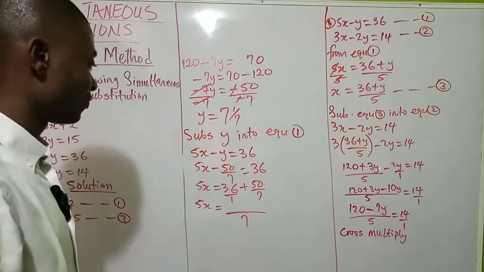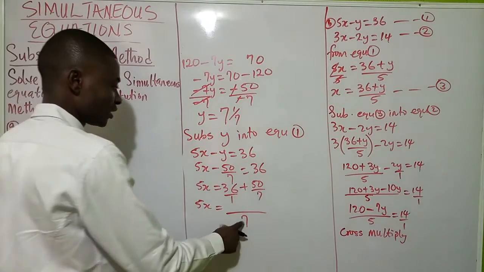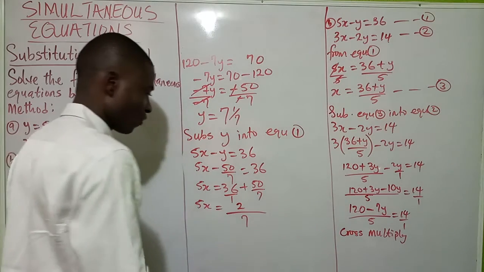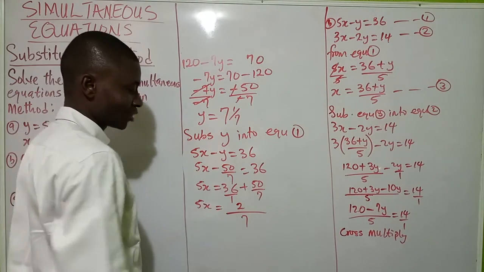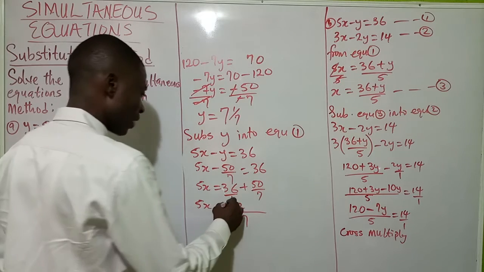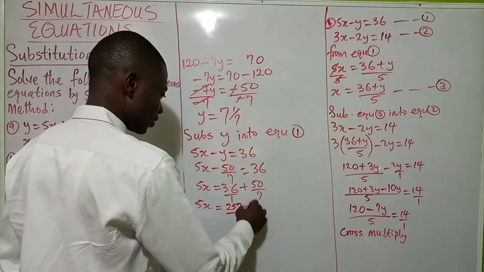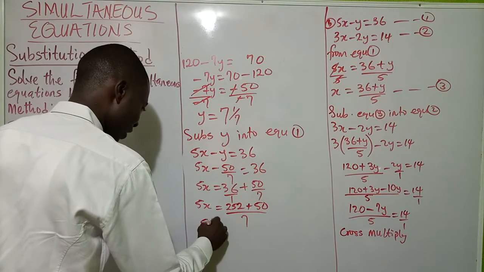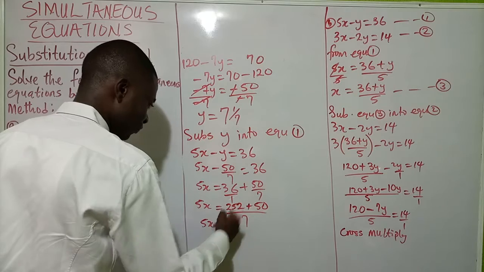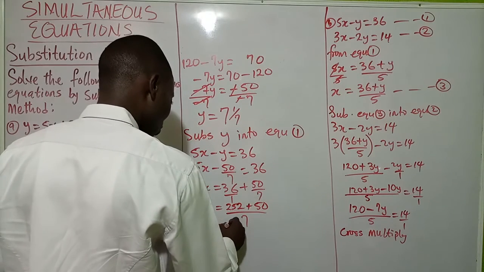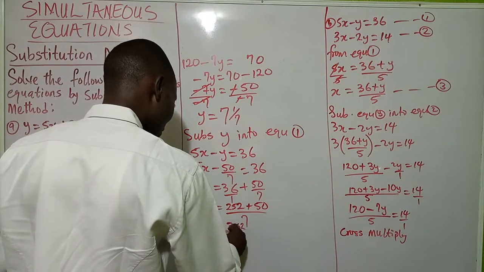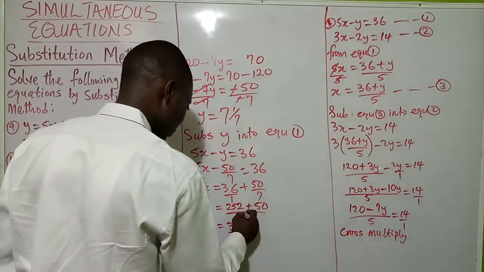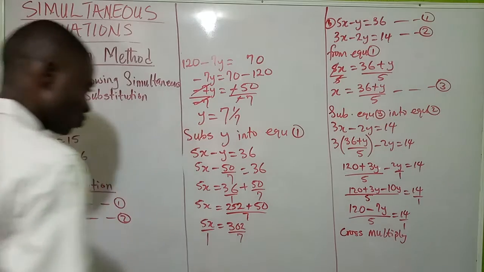7 divided by 1 is 7. 7 times 36: 7 times 6 is 42, so you write down 2 carry 4. 7 times 3 is 21, 21 plus 4 gives 25. So 252, plus 50. So 5x is equal to 302 over 7. This 5x is over 1.